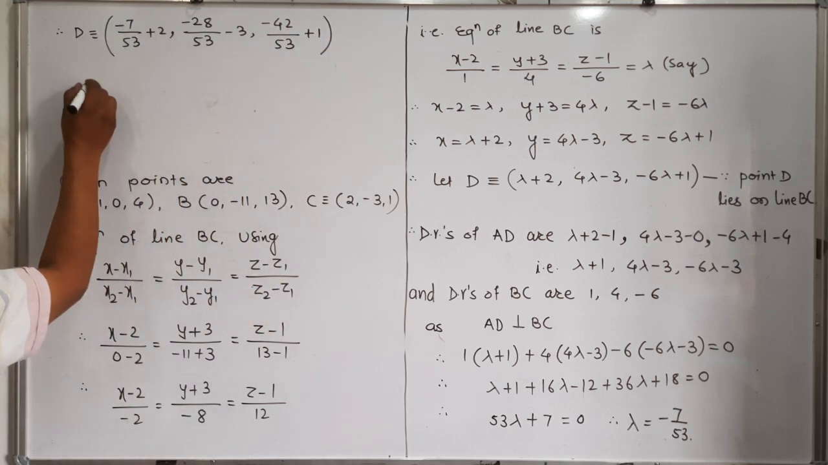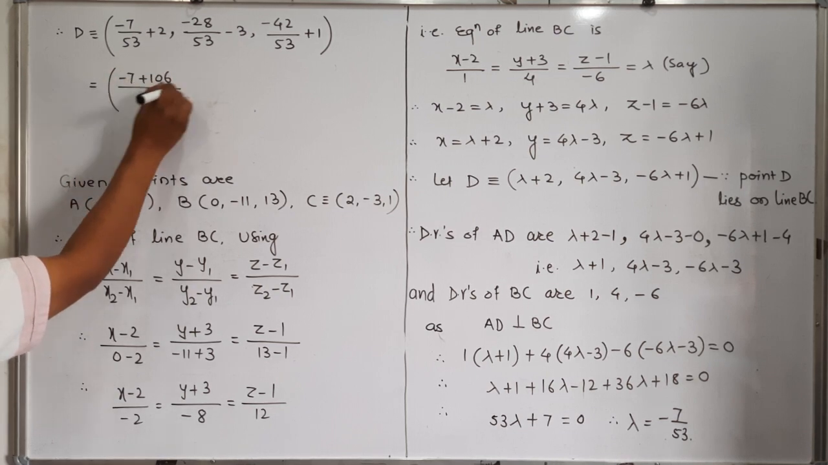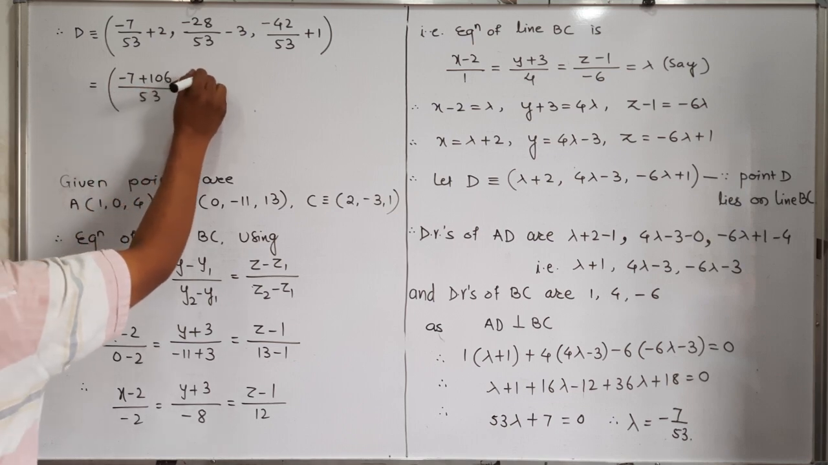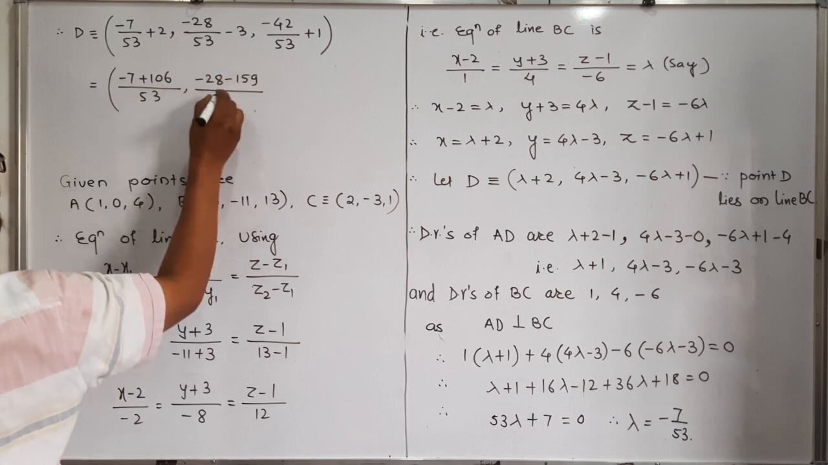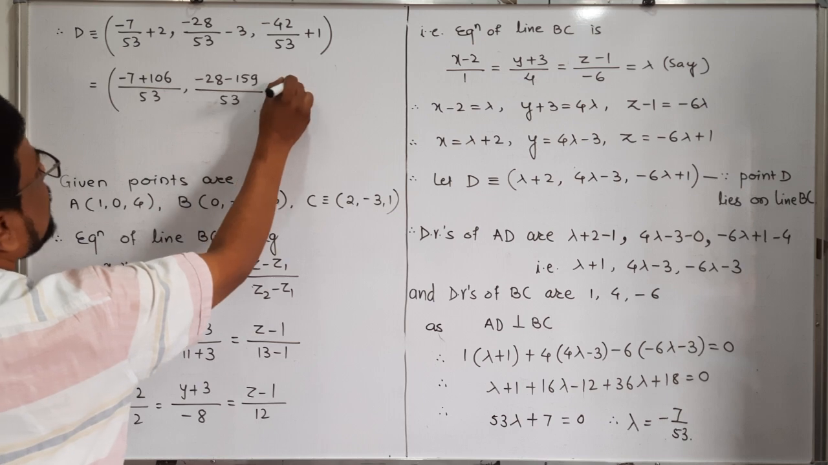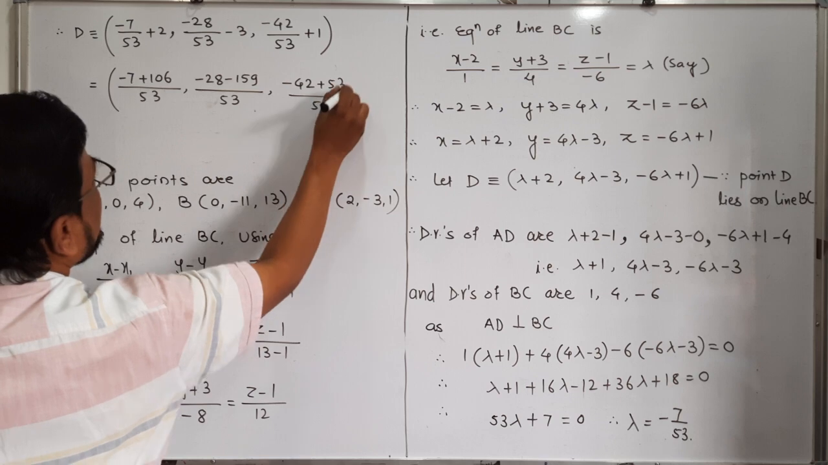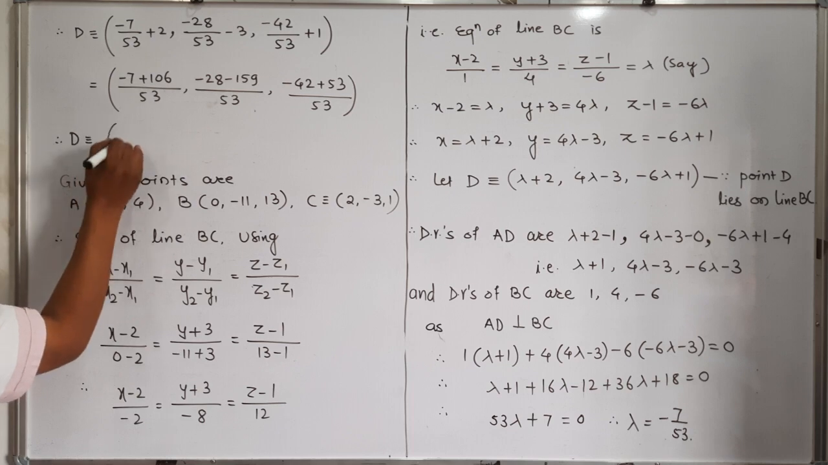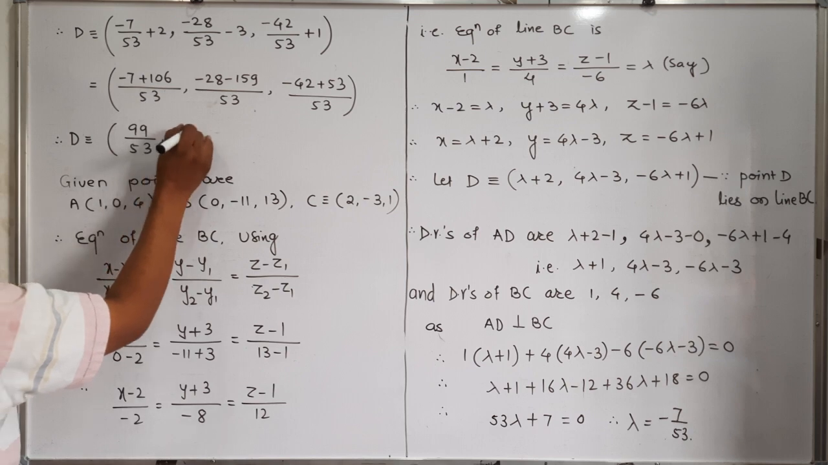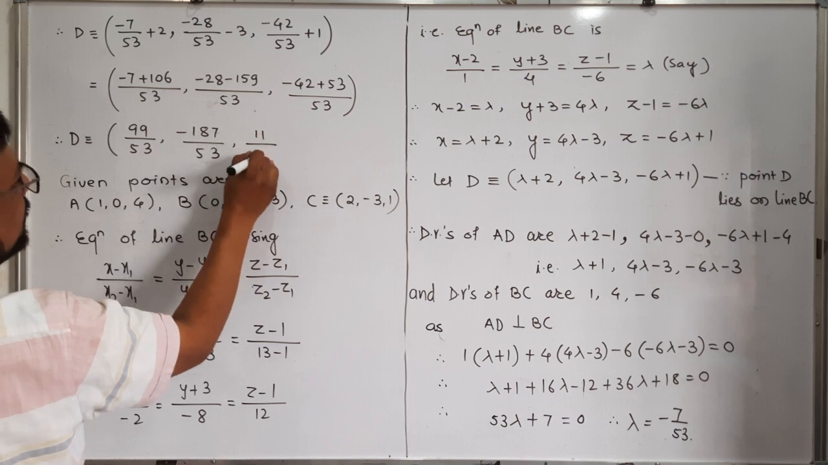Cross multiplication, when we do it, this will come: minus 7 plus 106 over 53, this minus 28 minus 159 over 53, comma minus 42 plus 53 over 53. Therefore D has coordinates. Final coordinates of D are 99/53, comma minus 187/53 and this will come 11/53.